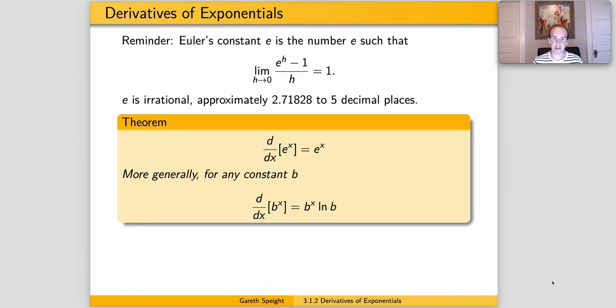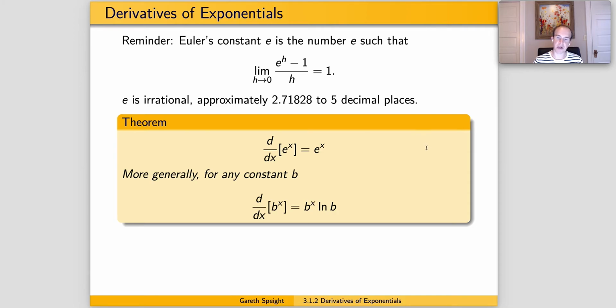What about with different bases? If we have a different base b, then the derivative of b to the x would be b to the x times some logarithm of b. So for instance, the derivative of 2 to the x will be 2 to the x ln of 2. The derivative of 10 to the x will be 10 to the x ln of 10, and so on.